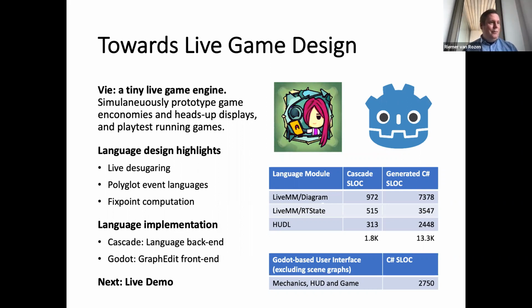So the number of lines of code, we see that the diagram language is still less than 1,000 lines. The runtime state language, which actually keeps the running game state, is approximately half, and then there's the heads-up display language, which is 300 lines of code approximately. But when we generate it, it gets significantly larger, and creating this language in Godot requires some extra C# code to make that work.